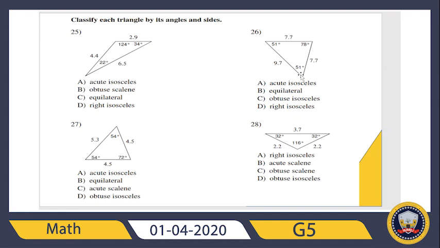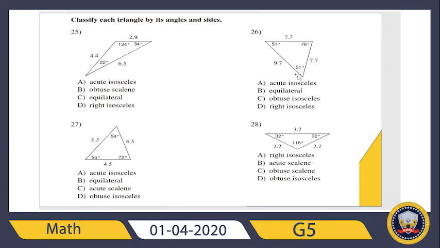So that is based on the side length. I have two sides which are equal in their length, so it's called an isosceles triangle. Okay, let's go to the angles. Here first angle 78, second one 51, third one 51. Each angle inside this triangle is less than 90 degrees.